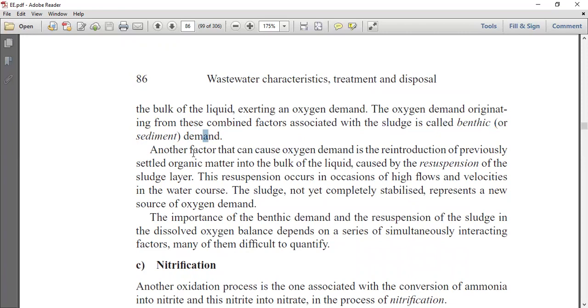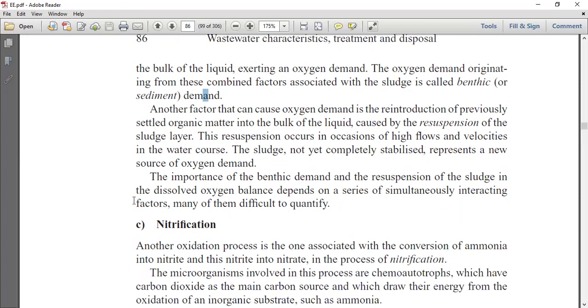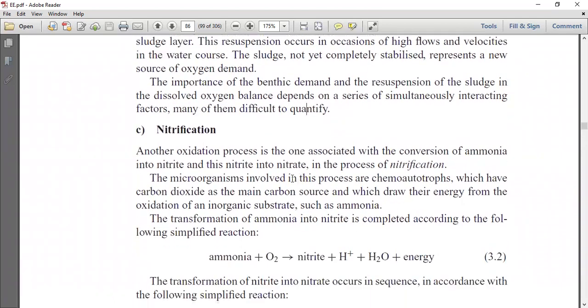Another factor that can cause oxygen demand is the reintroduction of the previously settled organic matter into the bulk of the liquid, caused by the resuspension of the sludge layer. This resuspension occurs on the occasion of high flow and velocity in the watercourse. The sludge, not yet completely stabilized, represents a new source of oxygen demand. The importance of the benthic demand and the resuspension of the sludge in the dissolved oxygen balance depends on a series of simultaneously interacting factors, many of them difficult to quantify.